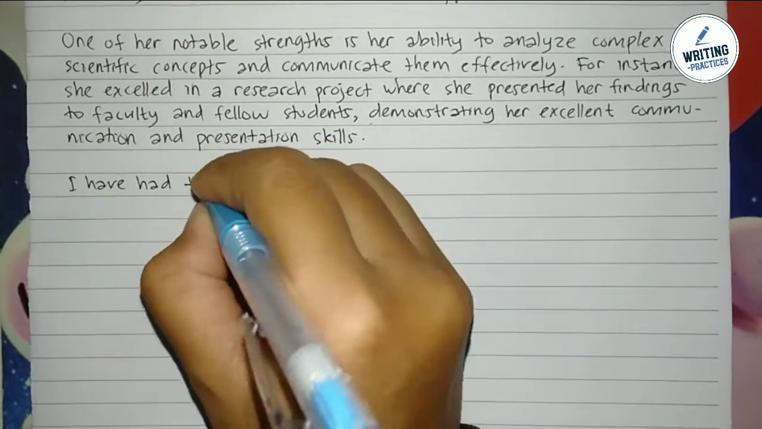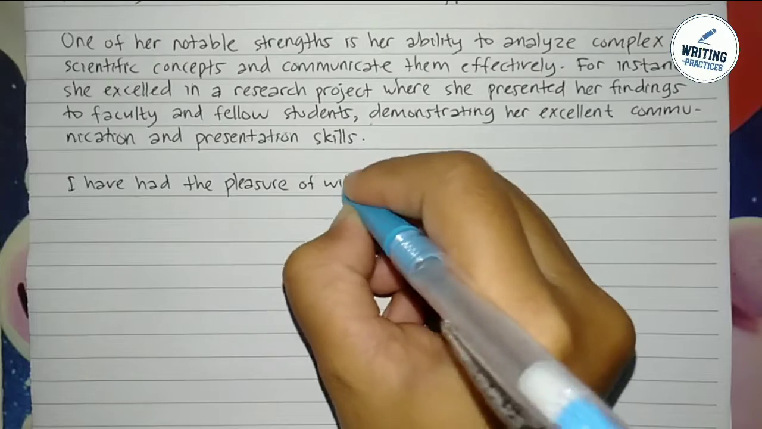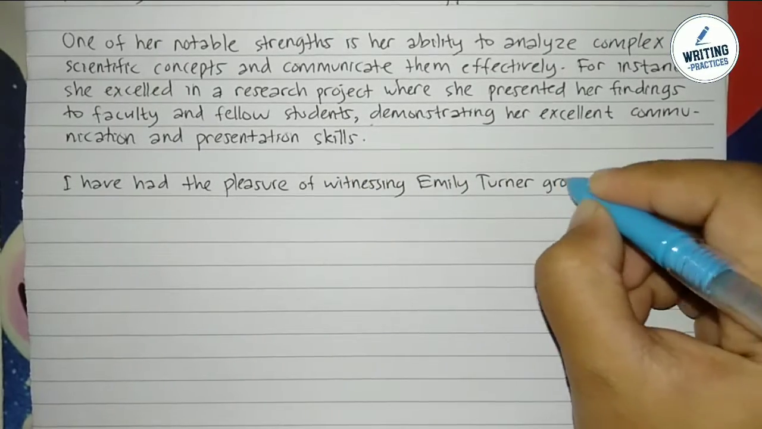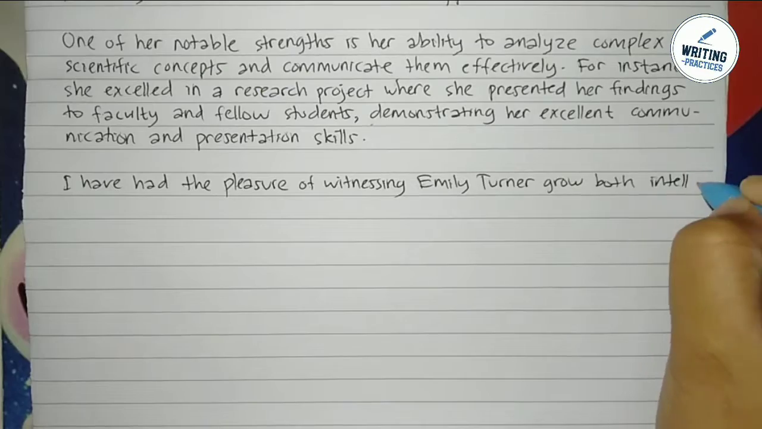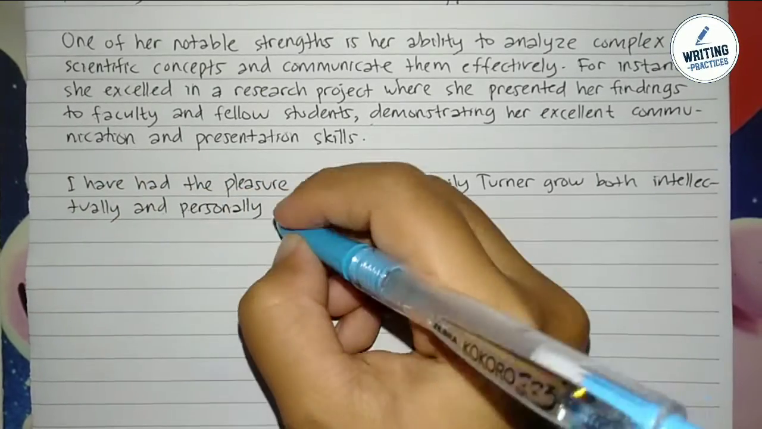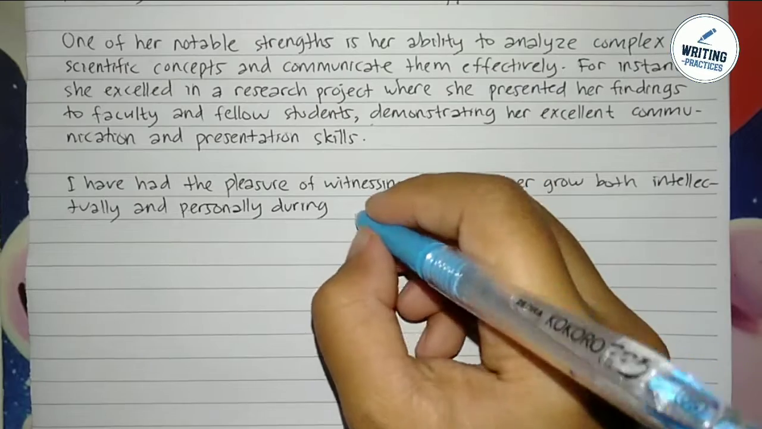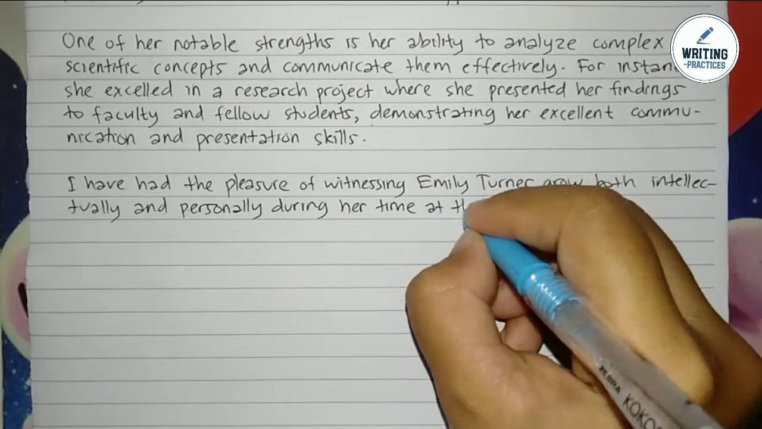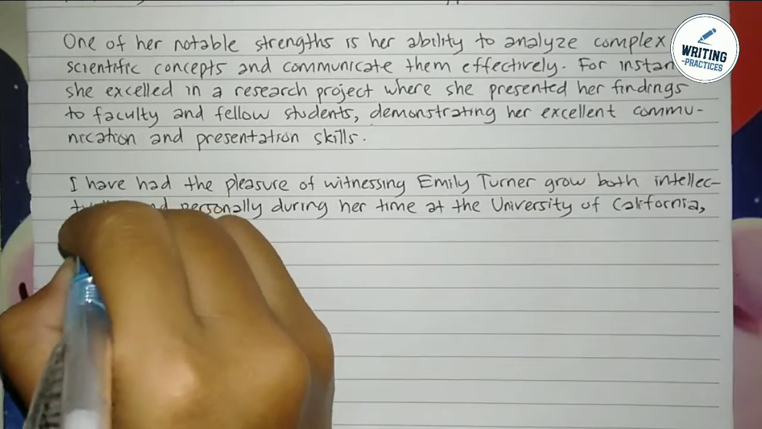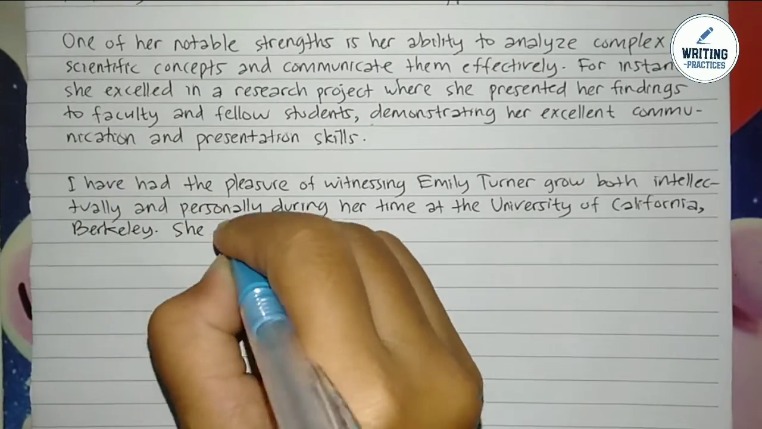In the fourth paragraph, now you can talk about the student's personal and intellectual growth. If you see, the writer reflects on Emily's growth at University of California, Berkeley. And here is how you write it. I have had the pleasure of witnessing Emily Turner grow, both intellectually and personally, during her time at the University of California, Berkeley. Sure, you can copy this template.